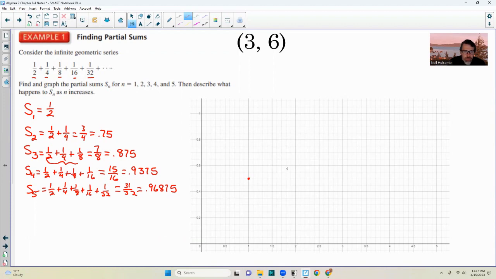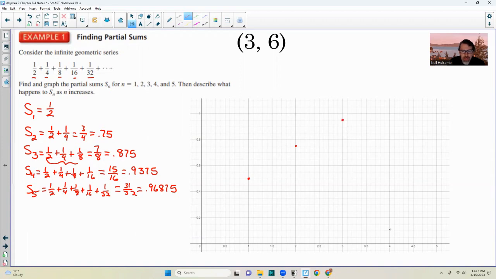2, 0.75. So 0.75 is right here. 3, go over to 3 and up to 0.875. This is 0.875 right here.